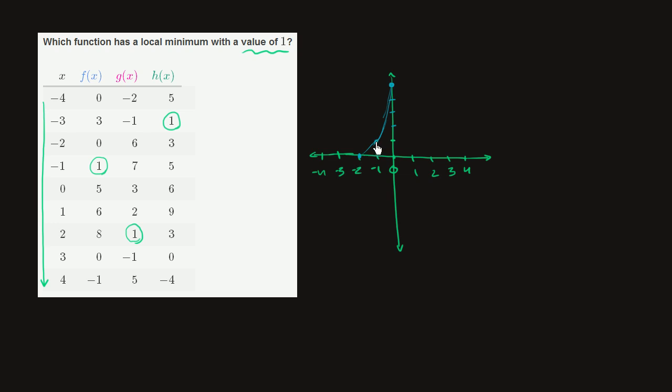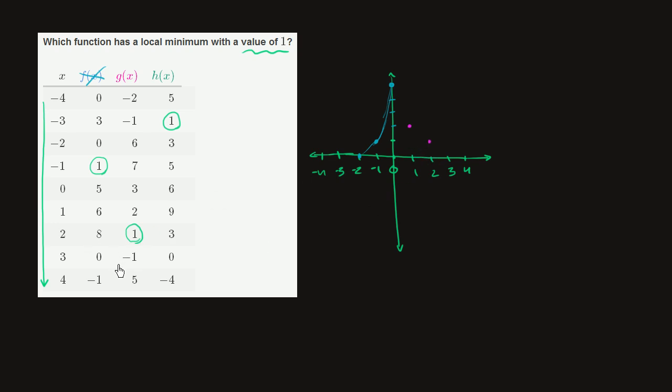We're increasing into 1. So this is not a minimum point. Now let's look at g of x. When x is 1, g of x is at 2. When x is 2, we're at 1.